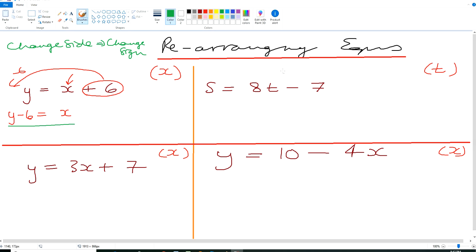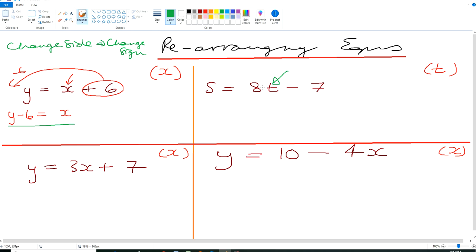Okay, now in this second question, we need to make T the subject. So I'm going to put a little arrow here to point at the T. That's what we want at the end. It should say T equals something. That's what we need. Okay, and let's start the question proper.